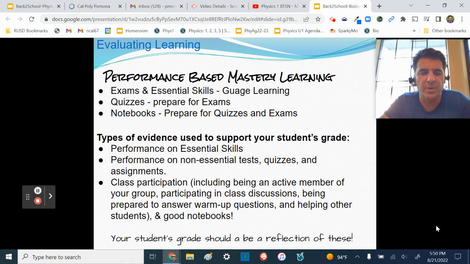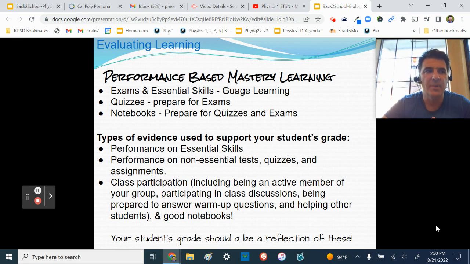And this is just a little bit more detail. They have exams and essential skills, which are the highest percentage of our grade in our syllabus. And then your quizzes prepare you for exams, and notebooks prepare you for the quizzes. And all of these things are important elements to class: performance on your essential skills, performing on your non-essential skills, and then participation. Participation really is the notebook.